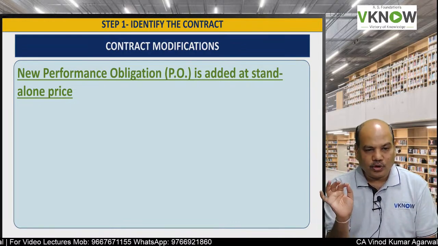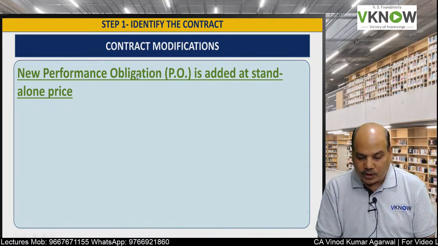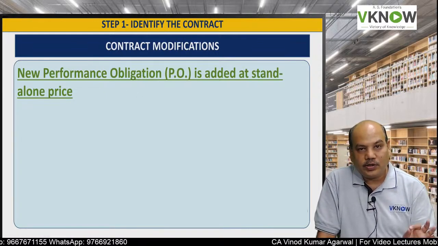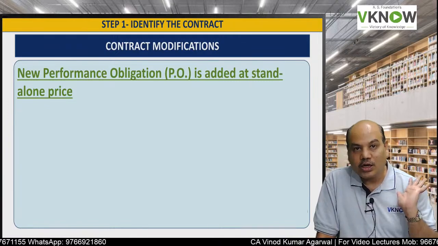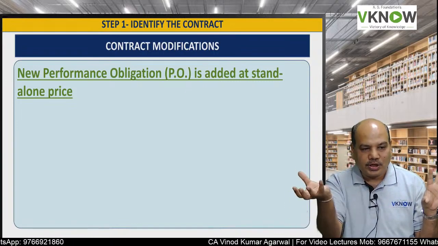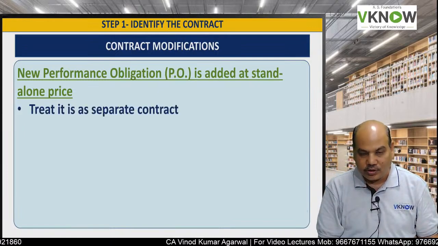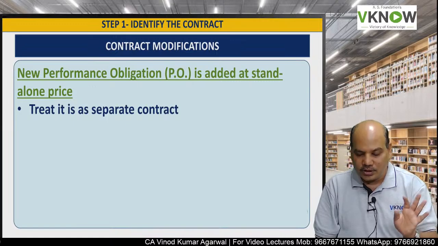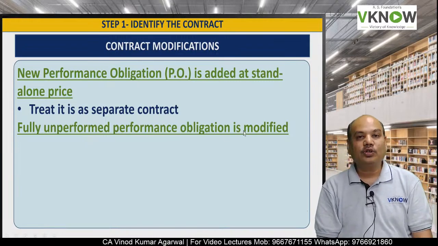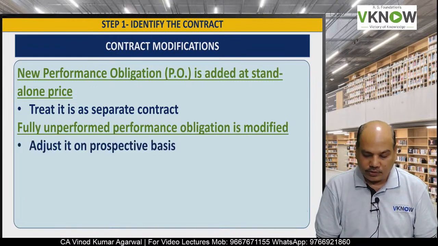So here I am going to give you the guideline in simple terms, very important for exam purposes. If a new performance obligation is added at a standalone price. So this is the building, this is the warehouse. The warehouse is negotiated on a standalone price basis, on its own, based on current market conditions. Then it will be treated as a separate contract. Second, a fully unperformed performance obligation is modified.